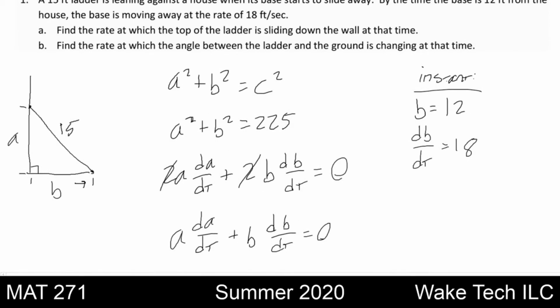So once we have all this established, you might be asking, why are we doing all this? What's the point? And we want to answer these two questions, and let's take a look at these. So find the rate at which the top of the ladder is sliding down the wall at that time. So that time meaning the time that the base is 12 feet from the house and the base is moving away at 18 feet per second.